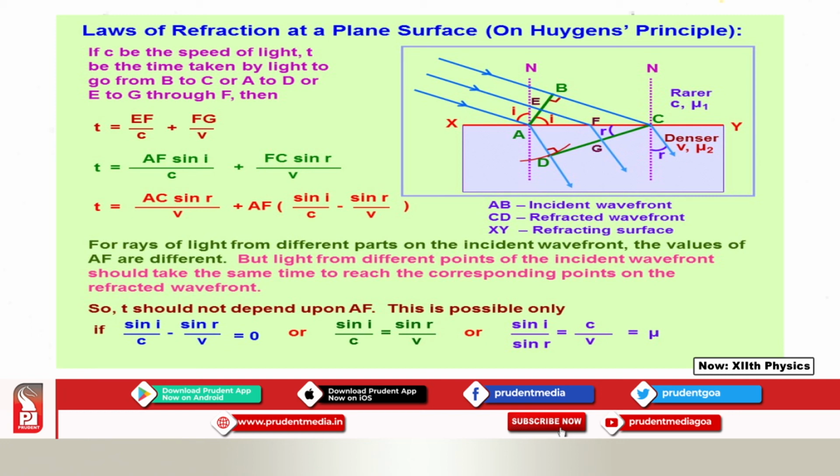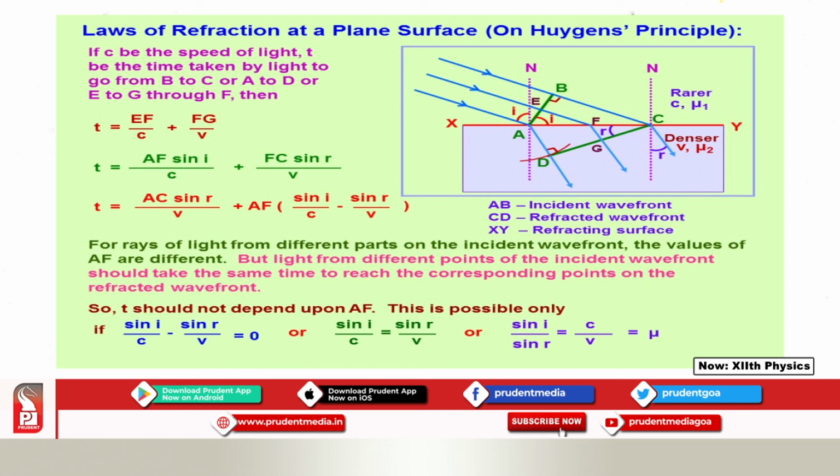So when we consider again, we take the difference of those two over here, which is AC sine I upon this. We can just simplify this factor and then it should not depend upon the AF. So this is possible when sine I upon C minus sine R upon V equals 0. The rays of light from different parts of the incident wavefront have different values of AF. So we consider only this. It doesn't depend upon F. So this is possible only if this is the condition.